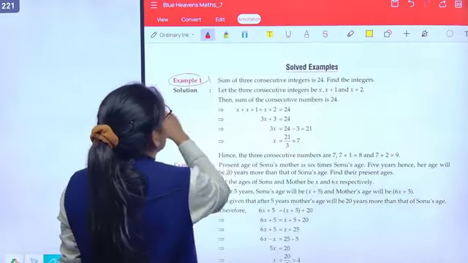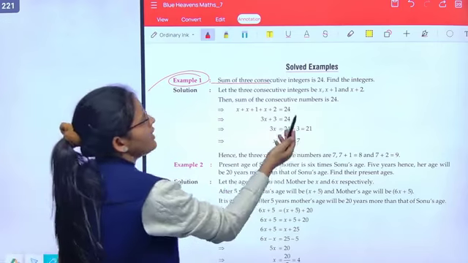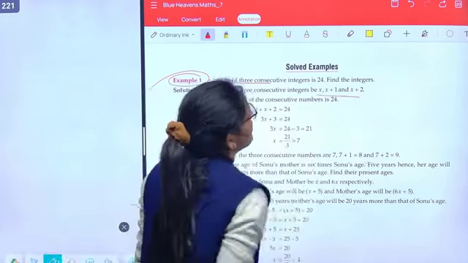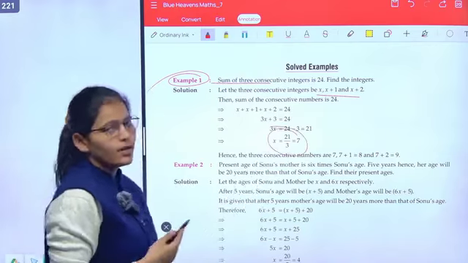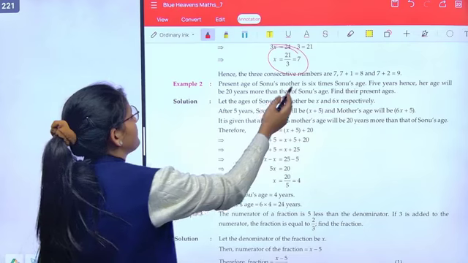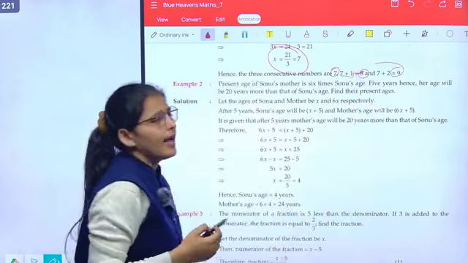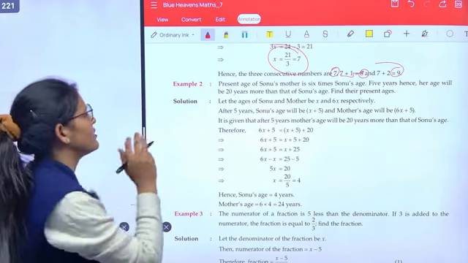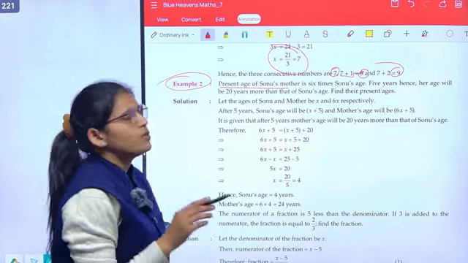Solve example number 1. Sum of three consecutive integers is 24. Find the integers. Class, we assumed the 3 consecutive integers as x, x plus 1, x plus 2, and we found out x, that is, the value of x is 7. Now 7, 7 plus 1 is 8 and 2 more is 9, so 7, 8, 9 are the 3 consecutive integers.